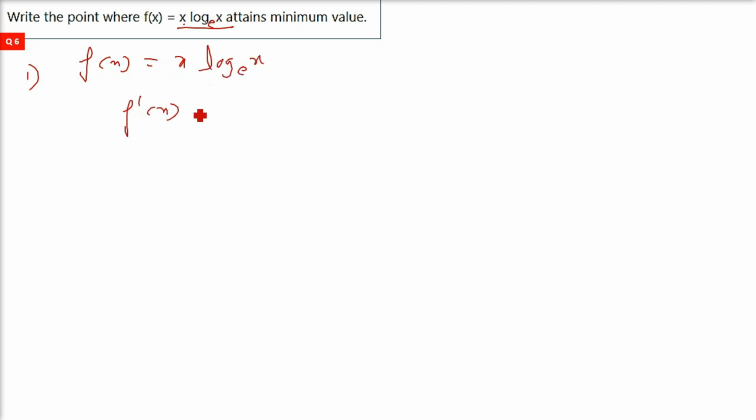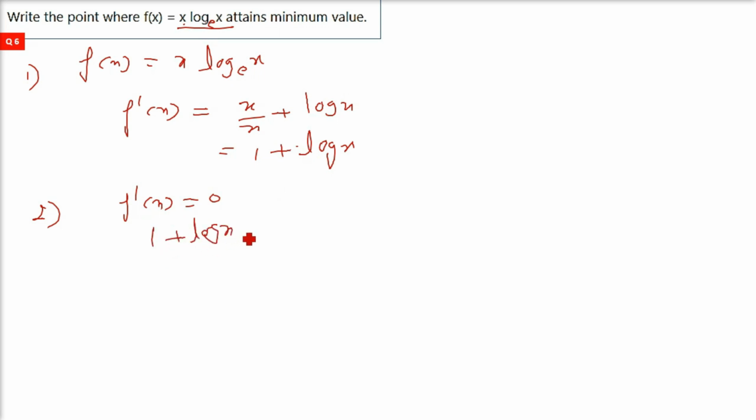f dash x is the differentiation. Let us take the differentiation. So x log x gives x times 1 by x plus log x, and the differentiation of x is going to be 1. So f dash x is 1 plus log x. Now the second thing is, we have to equate it to 0. When we equate it to 0, it will be 1 plus log x equals 0.